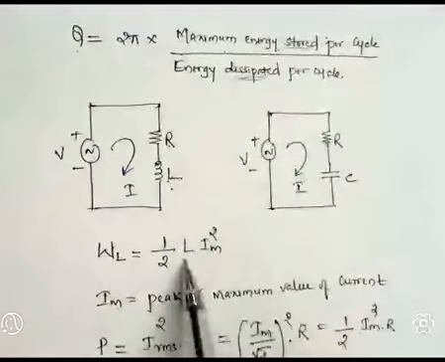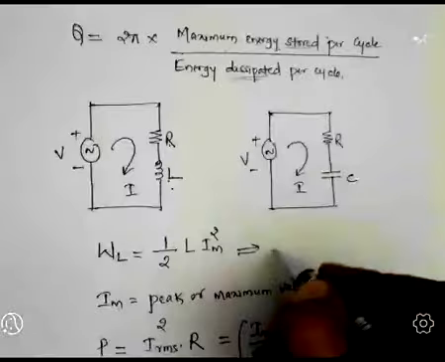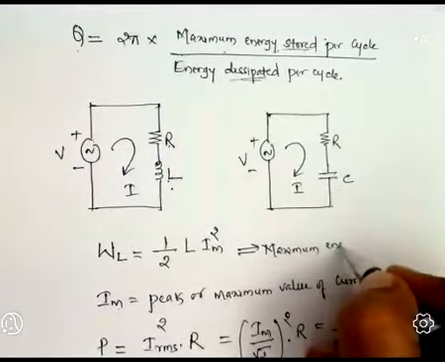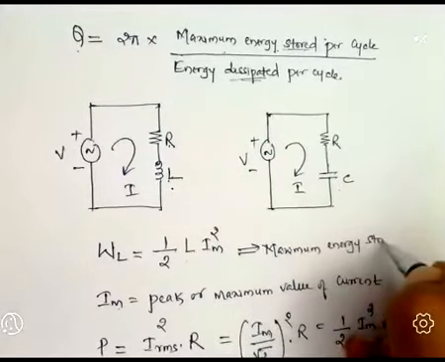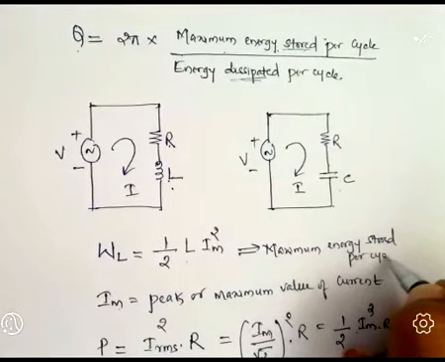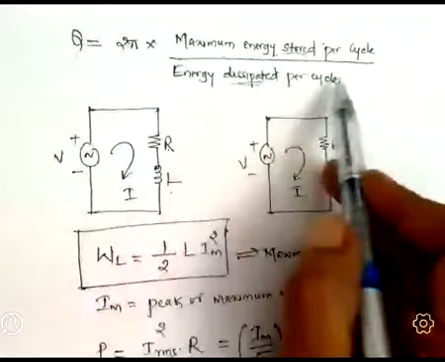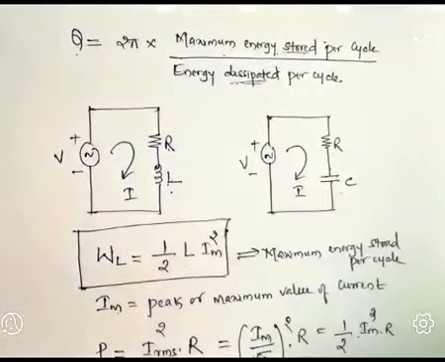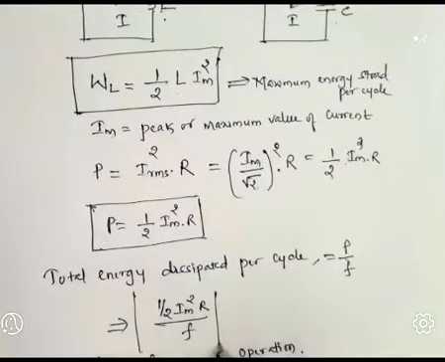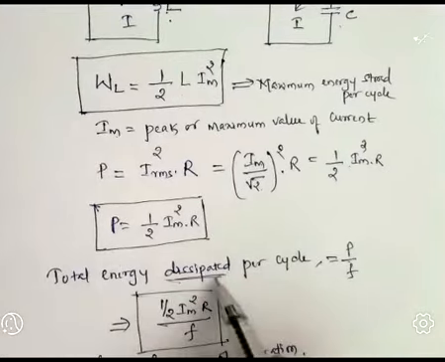This is 1 by 2 L Im square, the maximum energy stored per cycle. This one we already calculated. So maximum energy stored per cycle divided by energy dissipated. The dissipated energy here we calculated as well. Now I am going to substitute the formula.